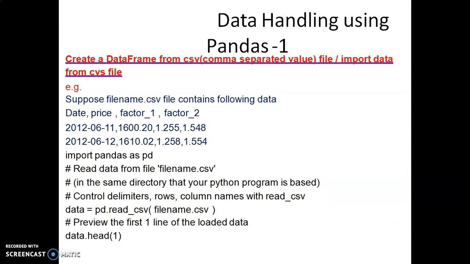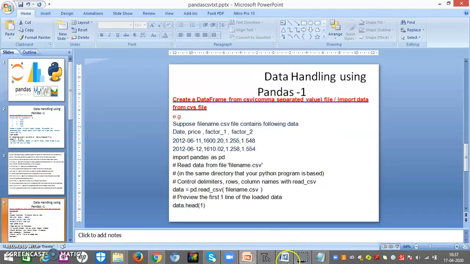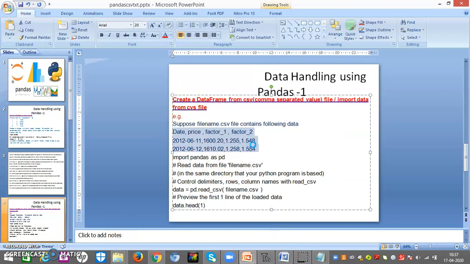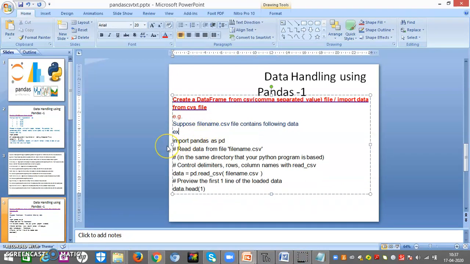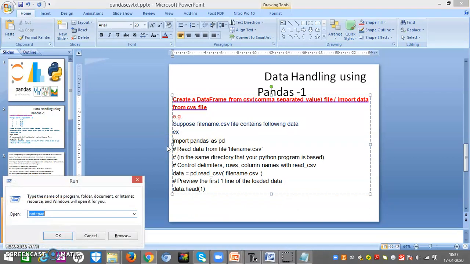Now let me move on to the next thing, which is creating a data frame from CSV. Now friends, how do you save a CSV file? Let me show you. CSV files are nothing but Excel files. Now let me do one thing. I will copy this data, and open Excel.